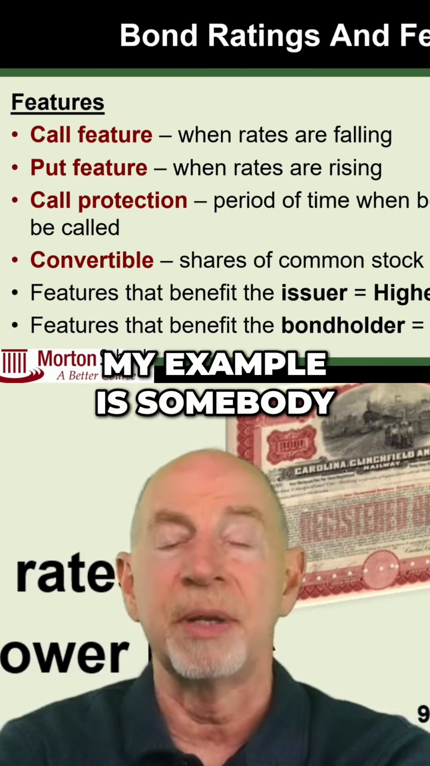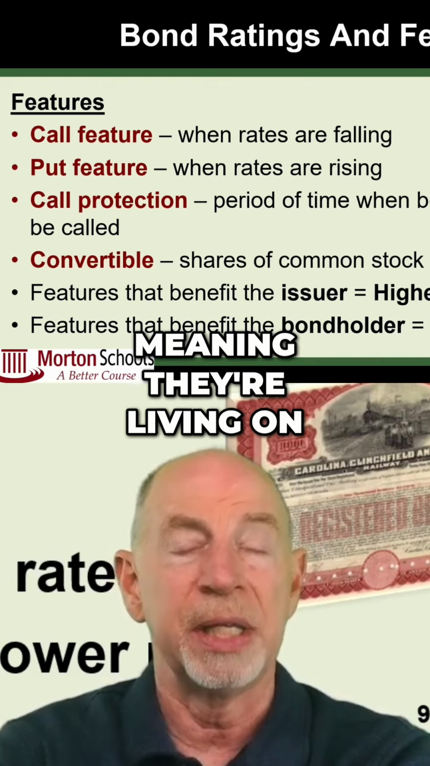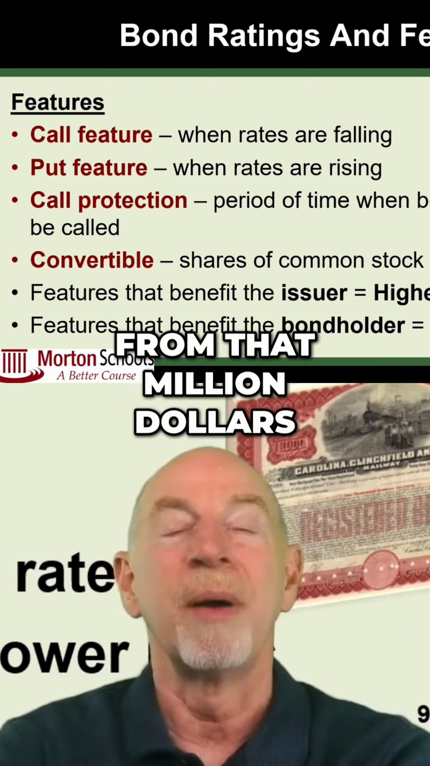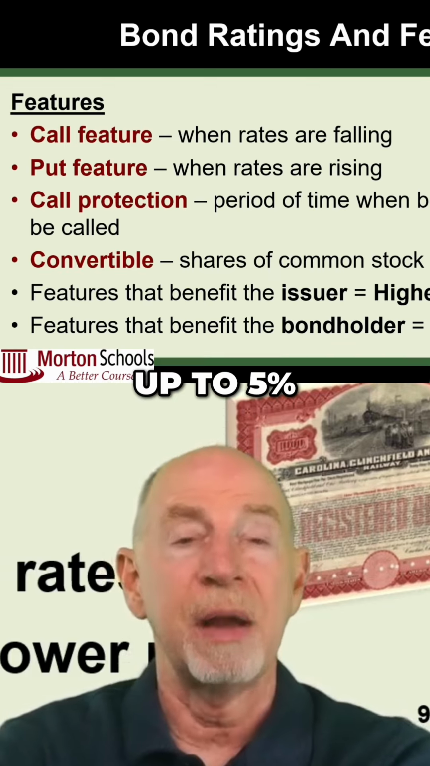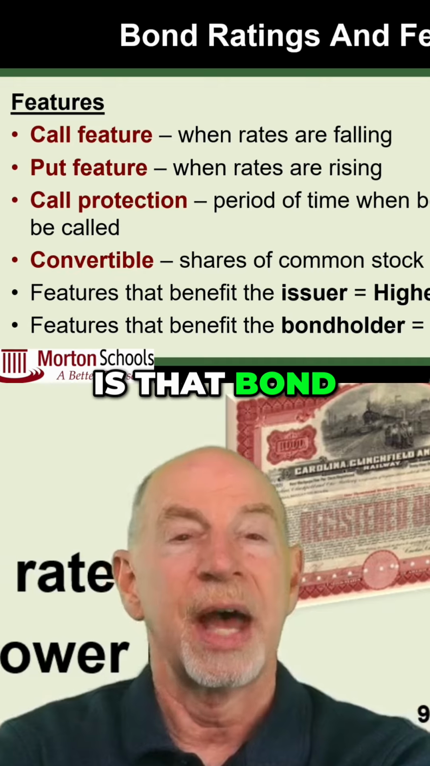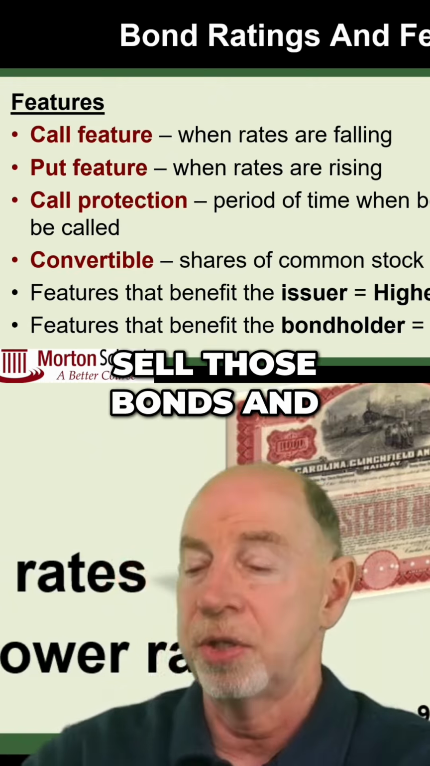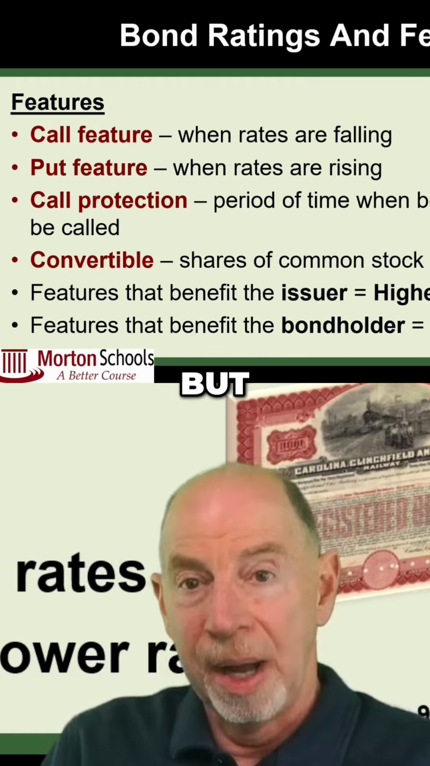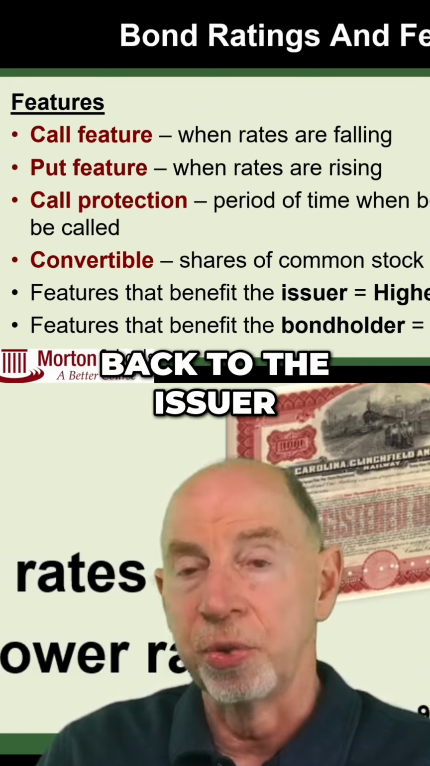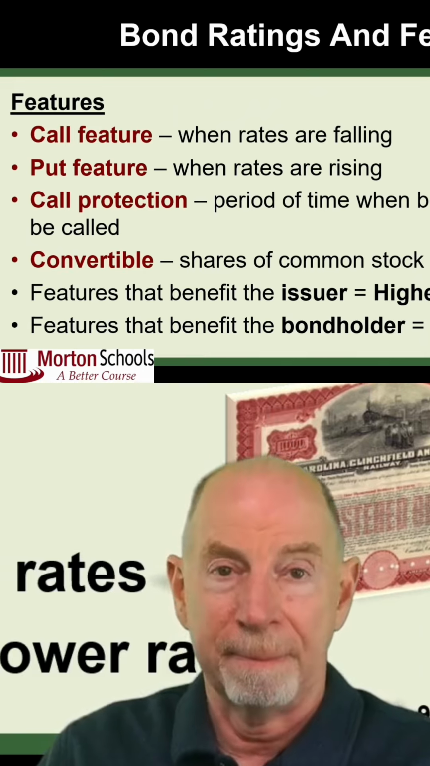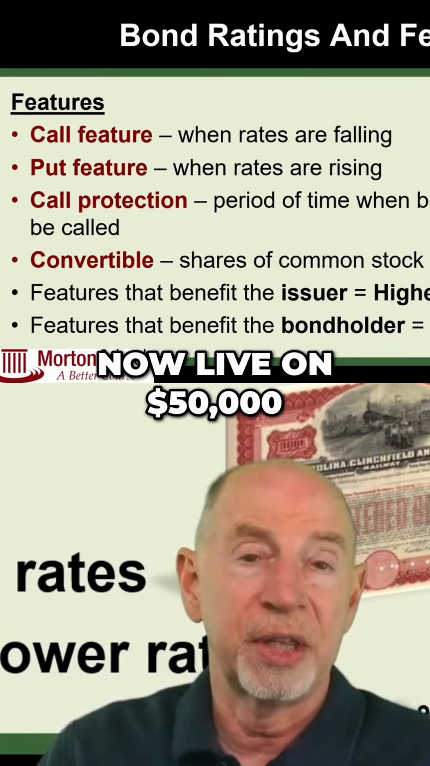So my example is somebody has $1 million worth of bonds. Interest rates are 3%, and they have 3% bonds, meaning they're living on $30,000 a year from that $1 million of bonds. Now, interest rate risk is what? If interest rates go up to 5%, the interest rate risk is that that bondholder's portfolio is going to go down in value so that they cannot go out in the marketplace, sell those bonds, and get their $1 million back. But if they have the put feature, then they can put that $1 million worth of bonds back to the issuer, get their entire $1 million back, and then go out in the marketplace and buy those higher interest bonds where they can now live on $50,000 a year.